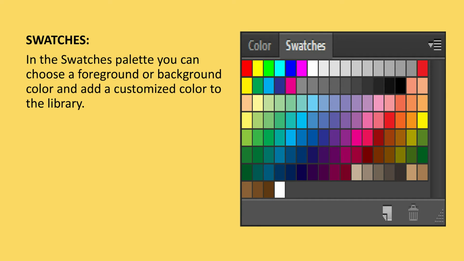Next is swatches. In the swatches palette, you can choose a foreground or a background color and add a customized color to the library.